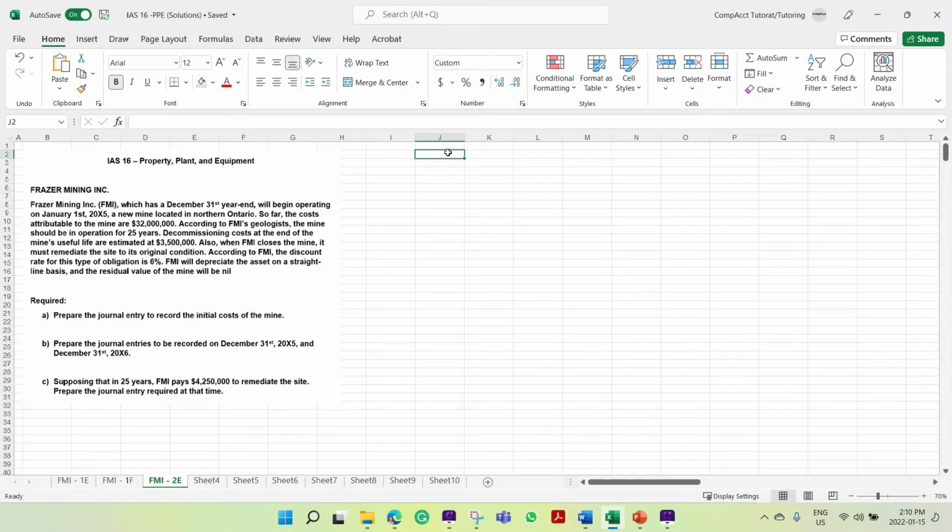So required number one, part A, we're being asked to prepare the journal entry for the initial cost of the mine. Here, let's pretend that the mine is being recognized in the books at January 1st, 20X5. Okay, so we know that there's already 32 million there that are going to need to be recognized, plus the present value of the decommissioning cost. So let's look at the present value of the decommissioning cost.